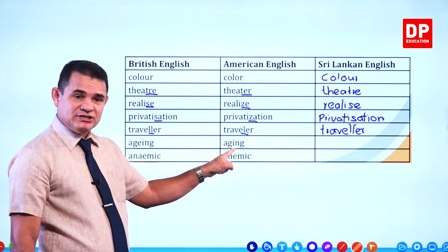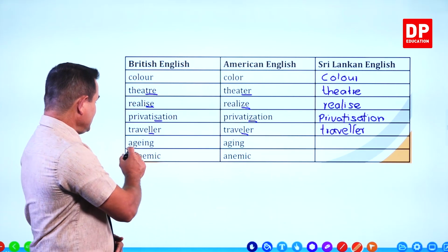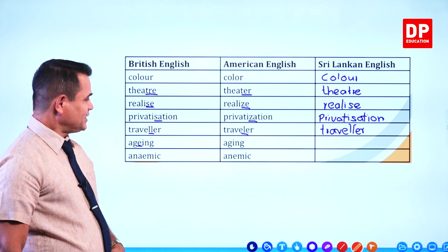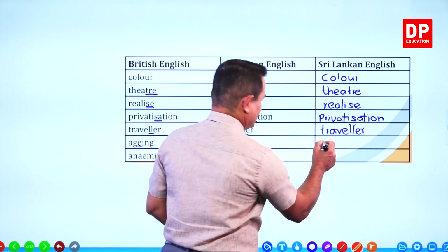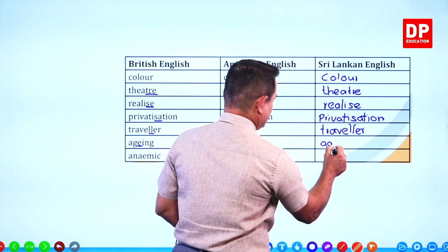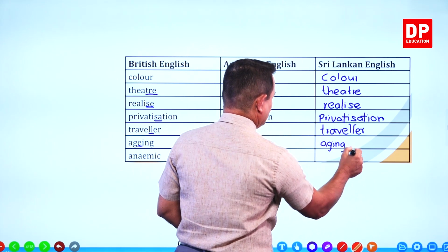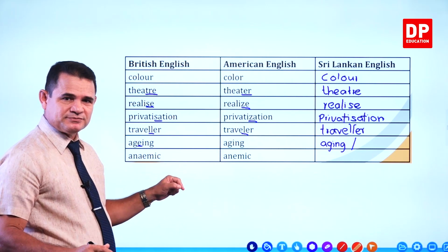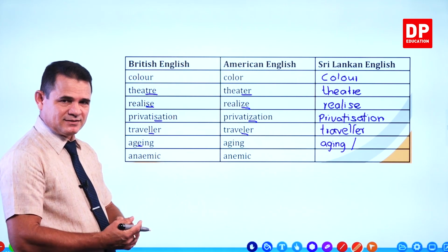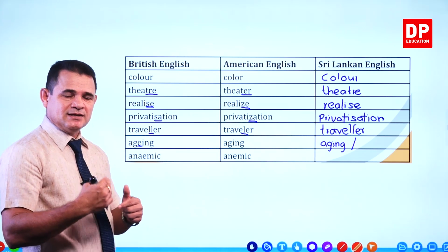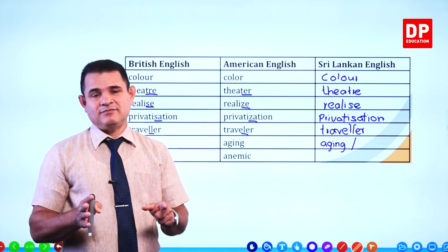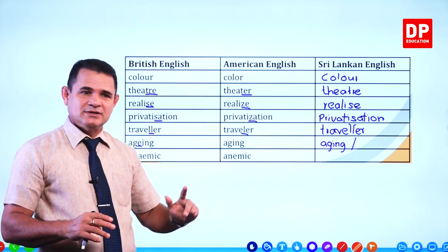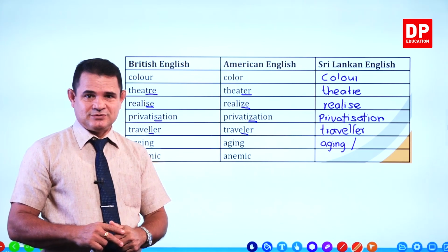Ageing, that is the British way. The American way is A-G-I-N-G. Here A-G-E-I-N-G. Here actually we use A-G-I-N-G. Maybe A-G-E-I-N-G also some may use. Right? So anyway, whatever it is, because in Sri Lanka generally we use the British way. Sometimes American English is also used.